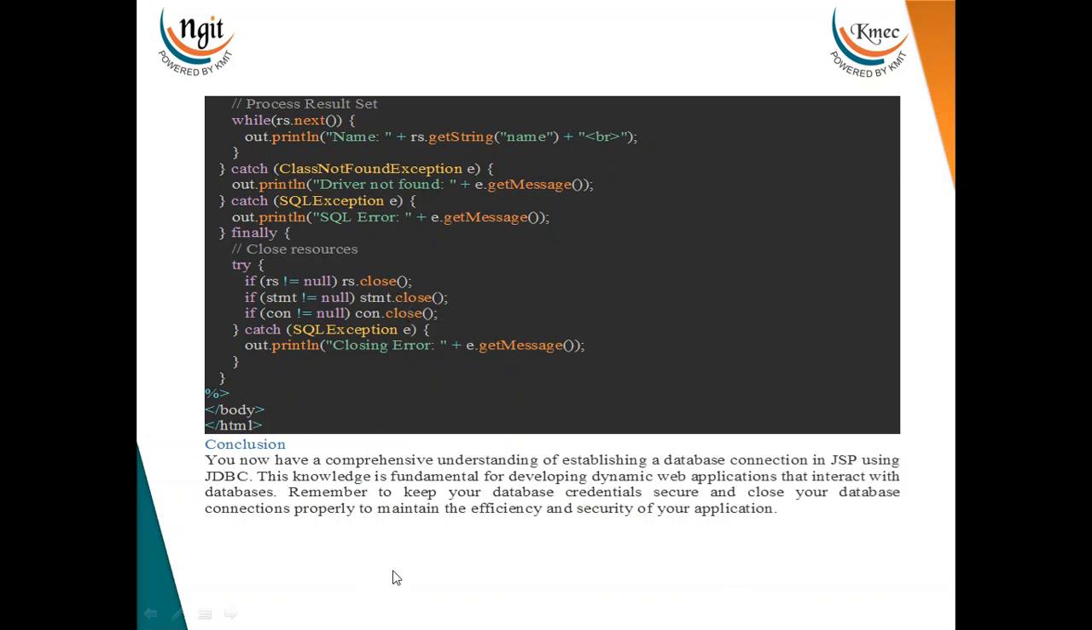So here you see an example showing how to establish a database connection using JSP connecting with JDBC. When you are creating dynamic web applications that will be interacting with databases, this kind of programming will help you connect to the database. Later you need to close the resources and connections properly to maintain the efficiency and security of your application.